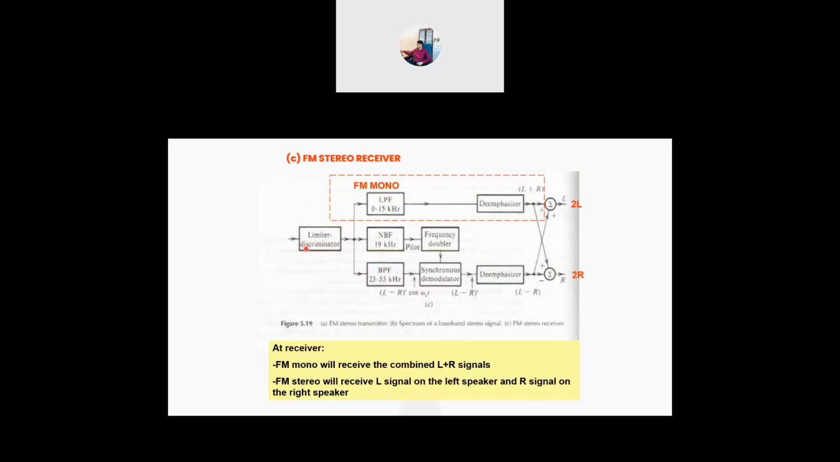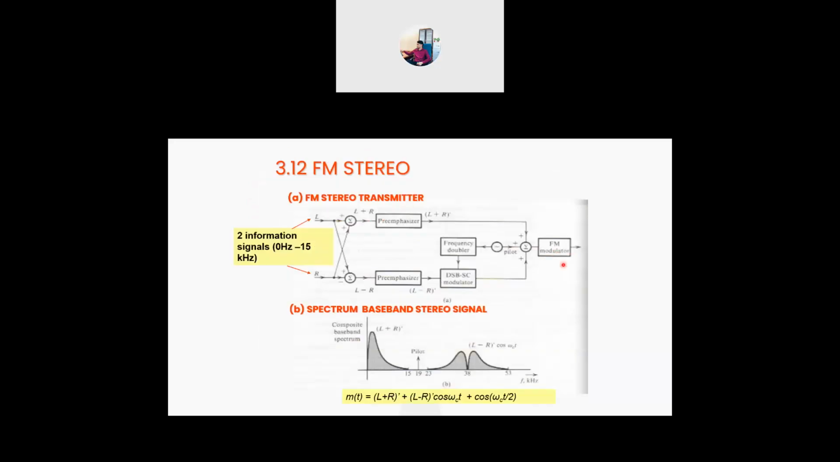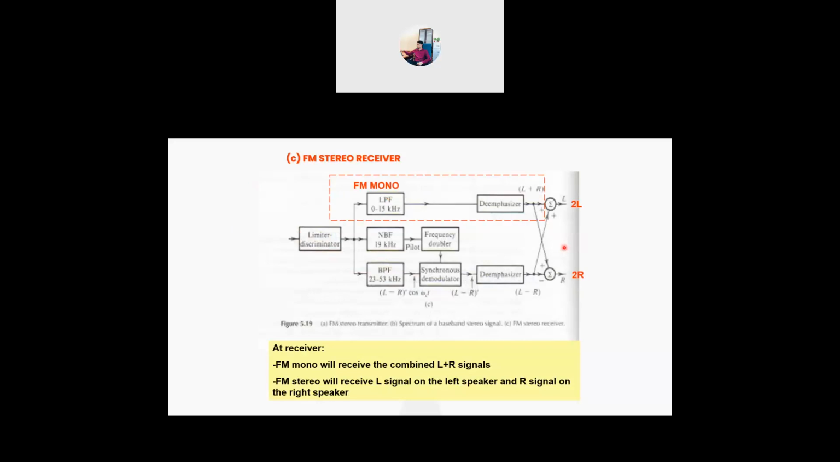Emitter discriminator. At the receiver, when we receive our FM stereo output just now, the FM stereo signal from the FM stereo transmitter goes to this FM stereo receiver. First we have this limiter discriminator, and after that the signal will pass through three sections. One is the band pass filter, and one is the NBF.